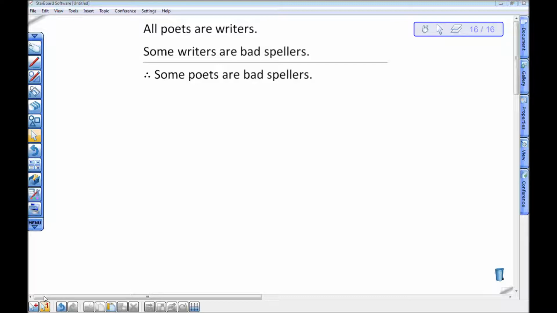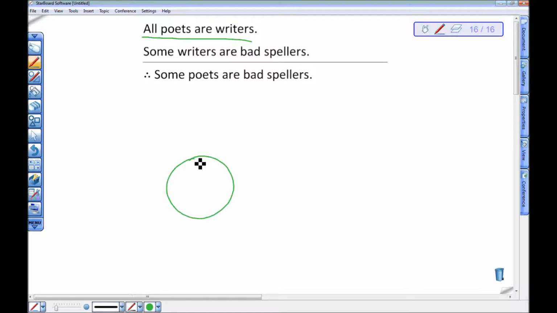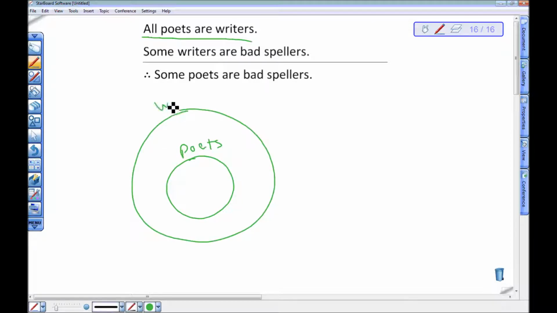Okay. So to do the Euler diagram here, I'm going to start with my first premise, right? All poets are writers, so that's an "all A are B." So I want a circle for poets inside of a circle for writers. Okay, all poets are writers.